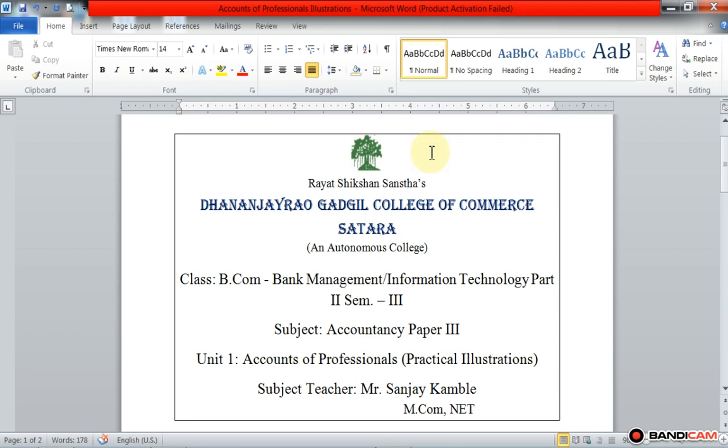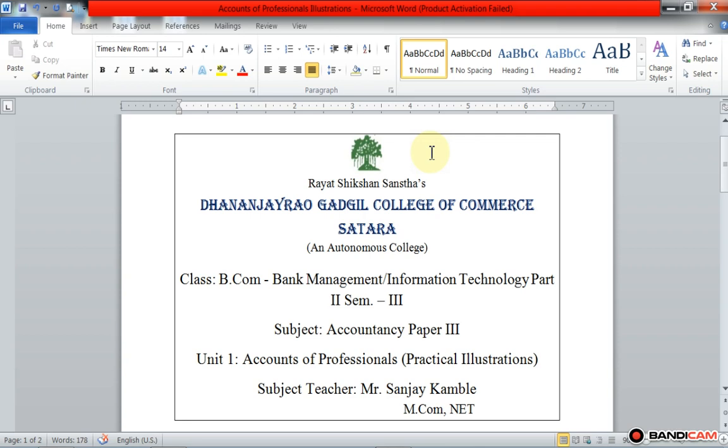Then we studied the accounting systems followed by professional persons. It includes three systems: first the cash system, then the accrual system, and third the mixed or hybrid system. Then we studied the required books maintained by professional persons. Then we studied the difference between receipt and expenditure account and receipt and payment account. Then we studied the difference between income and expenditure and receipt and expenditure account.